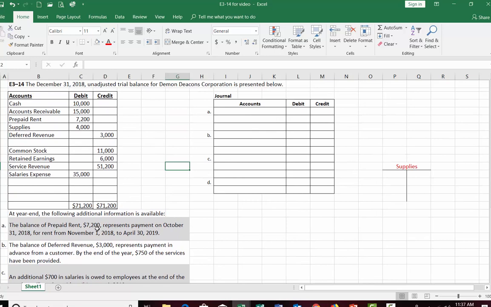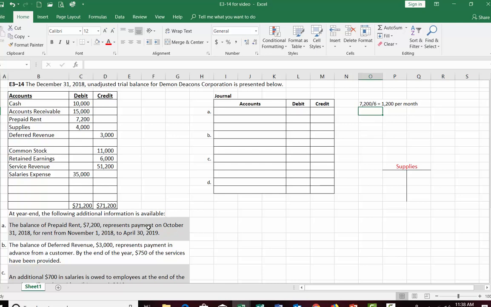So what did they do? They paid $7,200, and that's going to cover them from November 1st to April 30th. So that means November, December, January, February, March, and April. So this is payment for 6 months. All right. So over here, let's do a little calculation. We have $7,200, and that covers 6 months. All right. So divide 7,200 by 6, and you find out that that means it costs $1,200 per month. All right. Okay, so we pay $1,200 per month in rent.